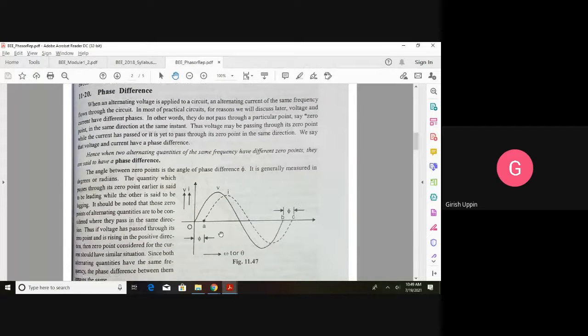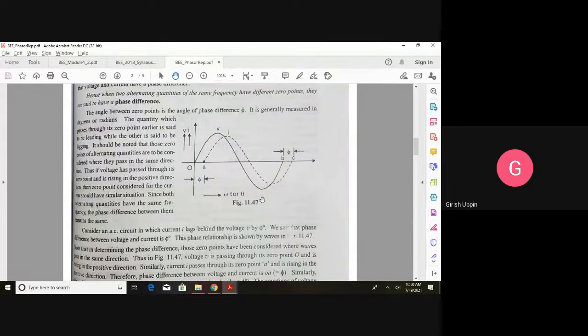And phase difference: now you can see if there are two alternating quantities, then there might be a phase difference. For example, here we have a voltage that is starting from the reference, and its phase is 0 because it is starting at the reference. If you see the current, it is not starting at the reference; it is starting after an angle of phi. This is called the phase of this current. And what is the phase difference between this current and the voltage? Phi minus 0, that is the phase difference. That is how we can represent it.